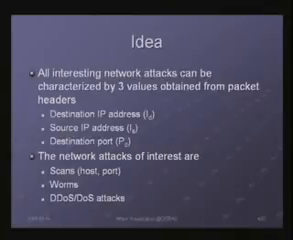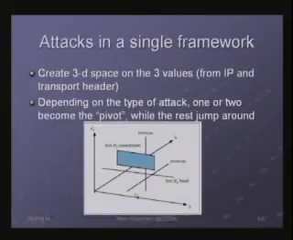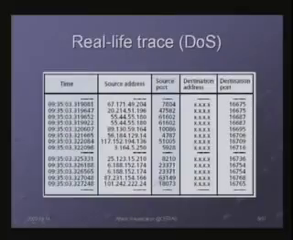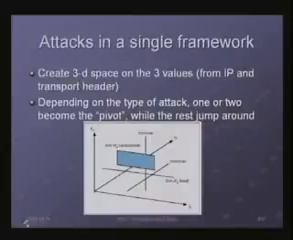So if you visualize this idea, you can draw this picture. You talked about three values, so we're going to use those three values to generate this 3D space, and the 3D space will be drawn on these three axes: source IP address, destination IP address, and destination port. And if you think about, say, a host scan. Sorry, let's go back.